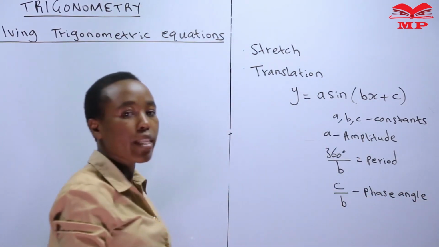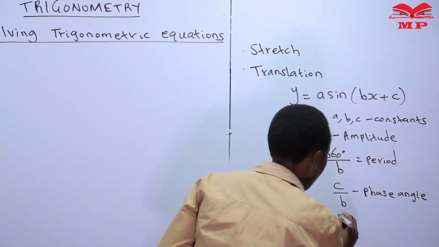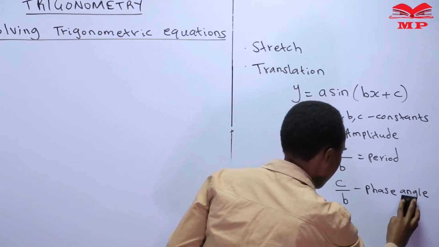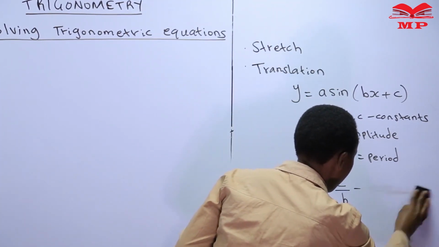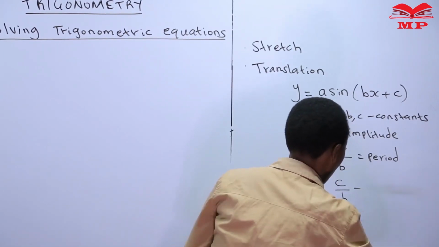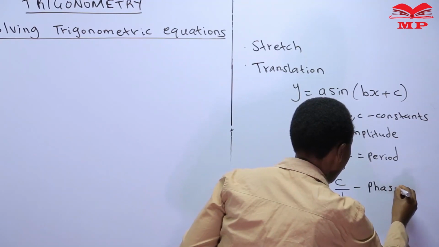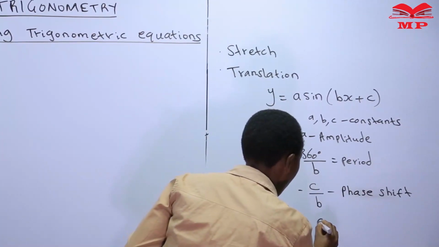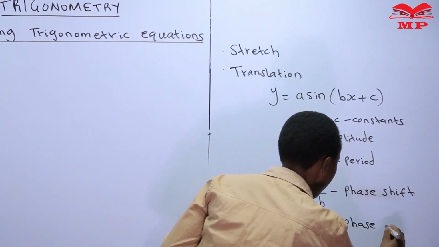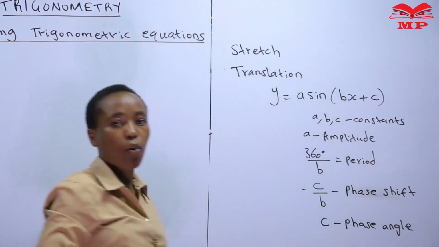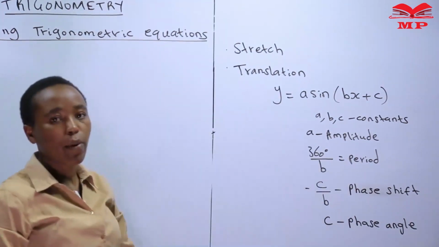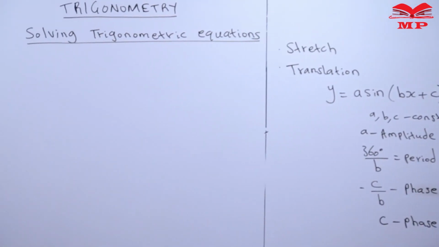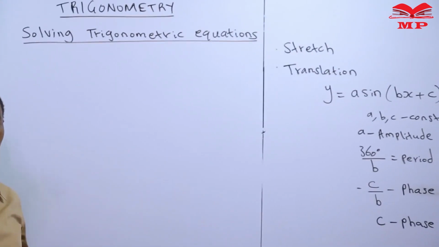This is the phase shift, sorry, not the phase angle. We have here the phase shift, which is negative c over b. Then we have our c here, which is the phase angle. So that's what we have when we have this as our general equation. So in this lesson, we are going to look at now the solution of trigonometric equations.